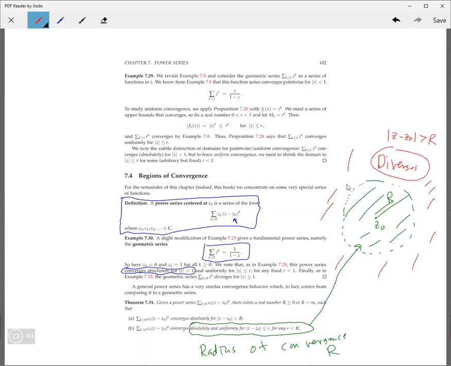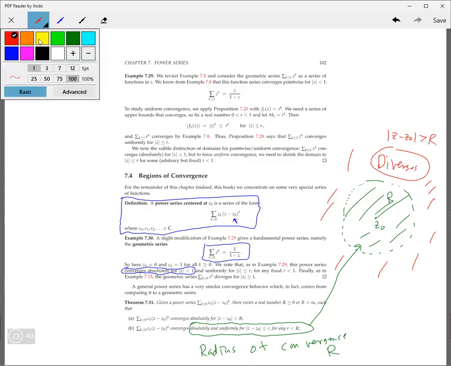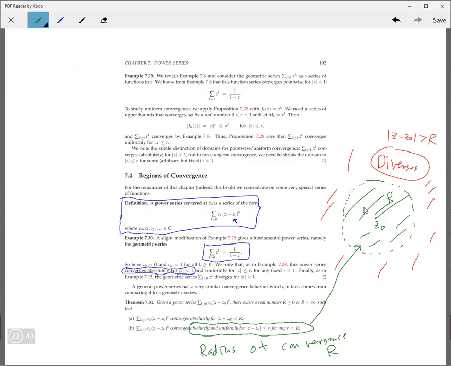It's going to diverge out here. So inside, it's going to converge. Outside, it's going to diverge. The boundary is a separate question. So contrast that with what you learned from calculus, where you have some number line, and it's like an A or something, and you're looking at a series like this.